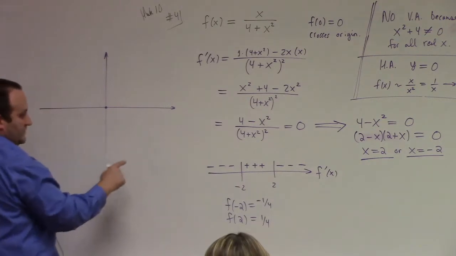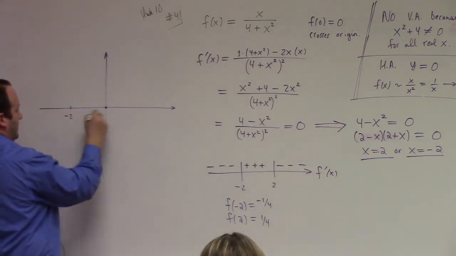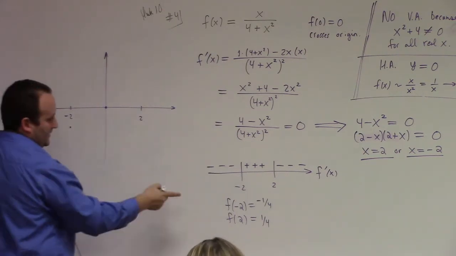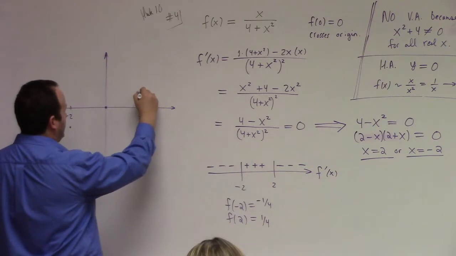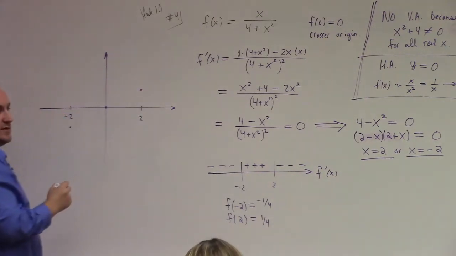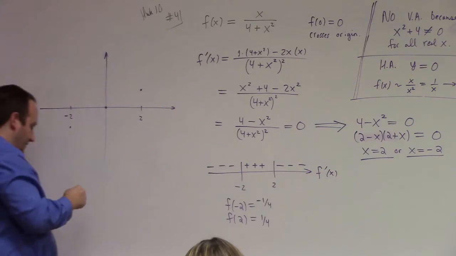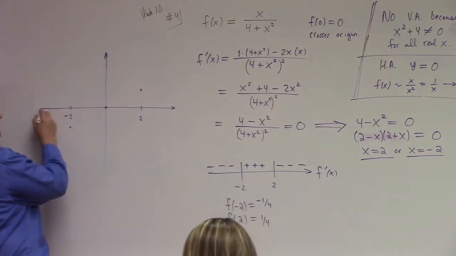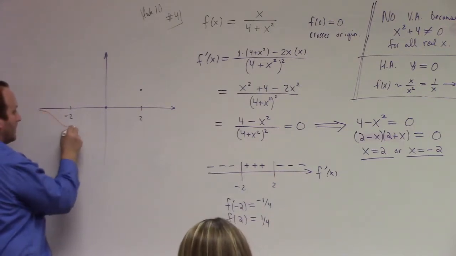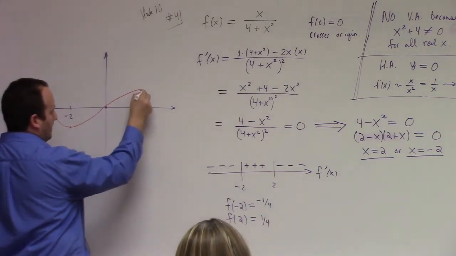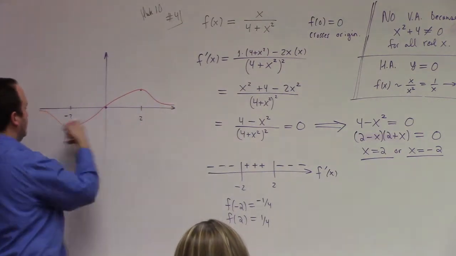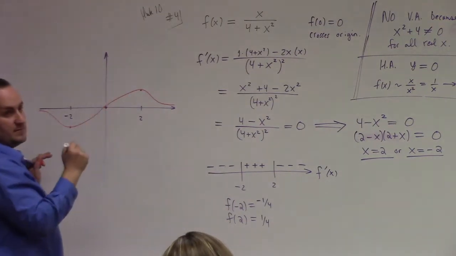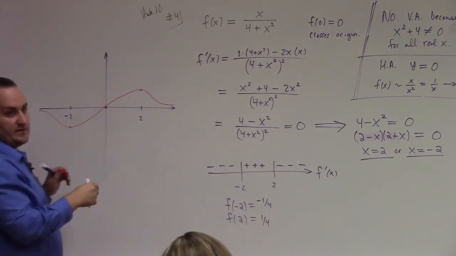So f of minus 2 is minus 1/4, let's say, and f of 2 is 1/4. I never really care too much about the scale. I'm just trying to get a qualitative picture of what's going on. So what the graph has to look like is something like this. It never crosses the x-axis again, because the only way f of x can be 0 is when x is equal to 0.